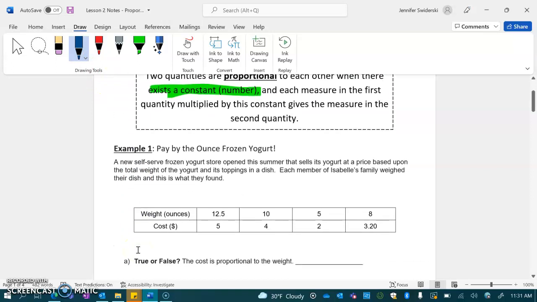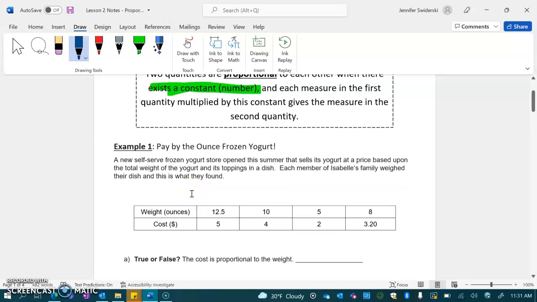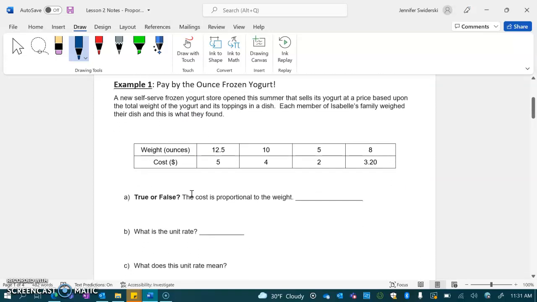So example 1 says pay by the ounce frozen yogurt. A new self-serve frozen yogurt store opened this summer that sells its yogurt at a price based upon the total weight of the yogurt and its toppings in a dish. Each member of Isabel's family weighed their dish, and this is what they found. Well, we know in math, we always do cost or price per item or amount. So I know my cost is going to be my y and my weight is my x. And we'll be talking about independent and dependent variables later this chapter.